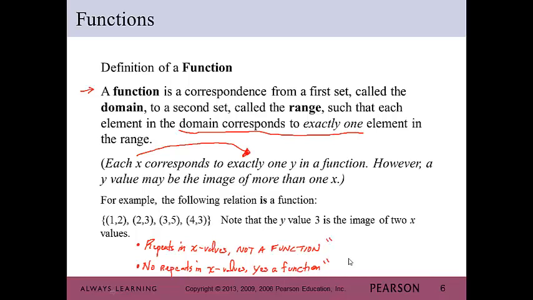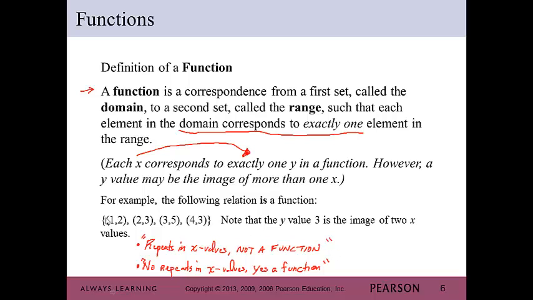Now notice here we're only talking about the x values. I can have repeats in my y's and it will still be considered a function. So the definition says each x corresponds to exactly one y. If there are no repeats in your x values, then yes, you can say that relation is a function. If there are repeats in your x values, then you have to say that relation is not a function.